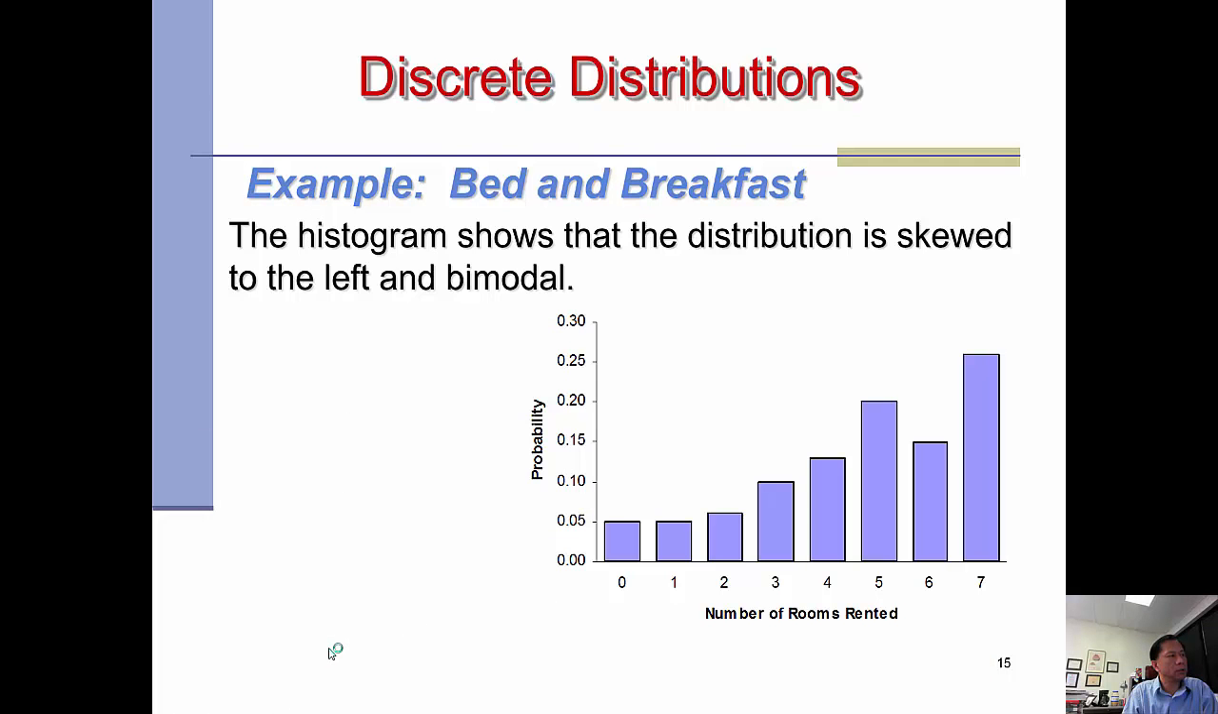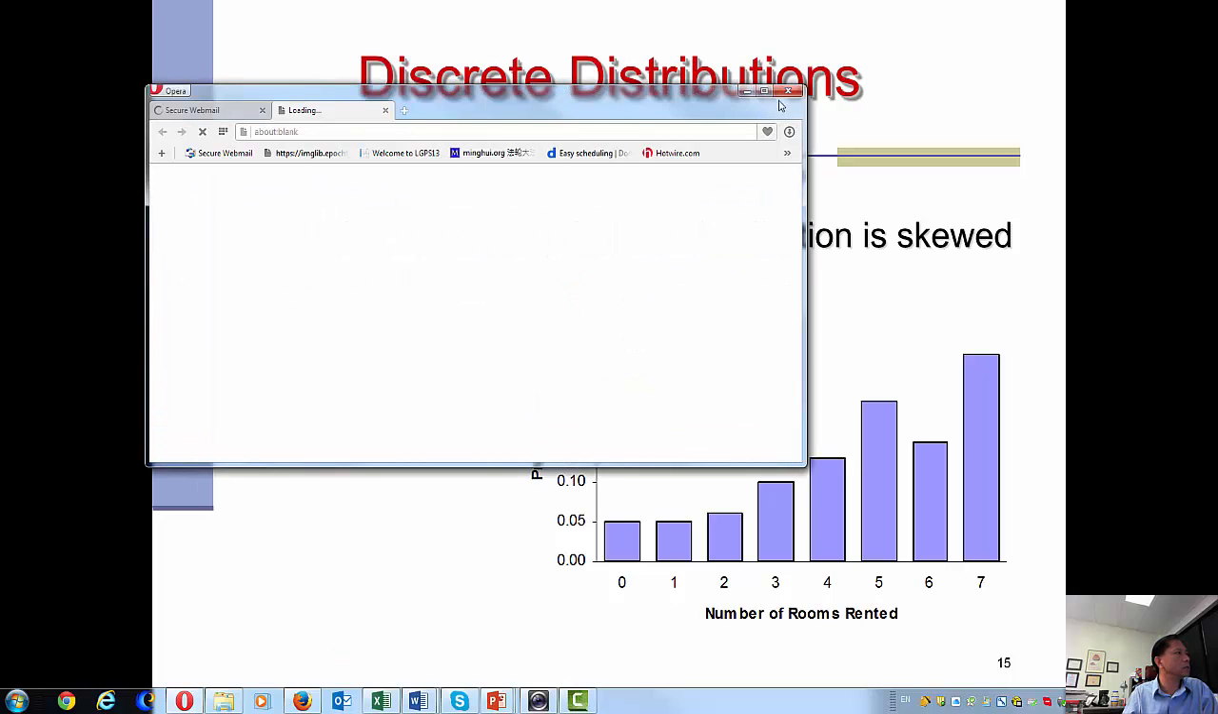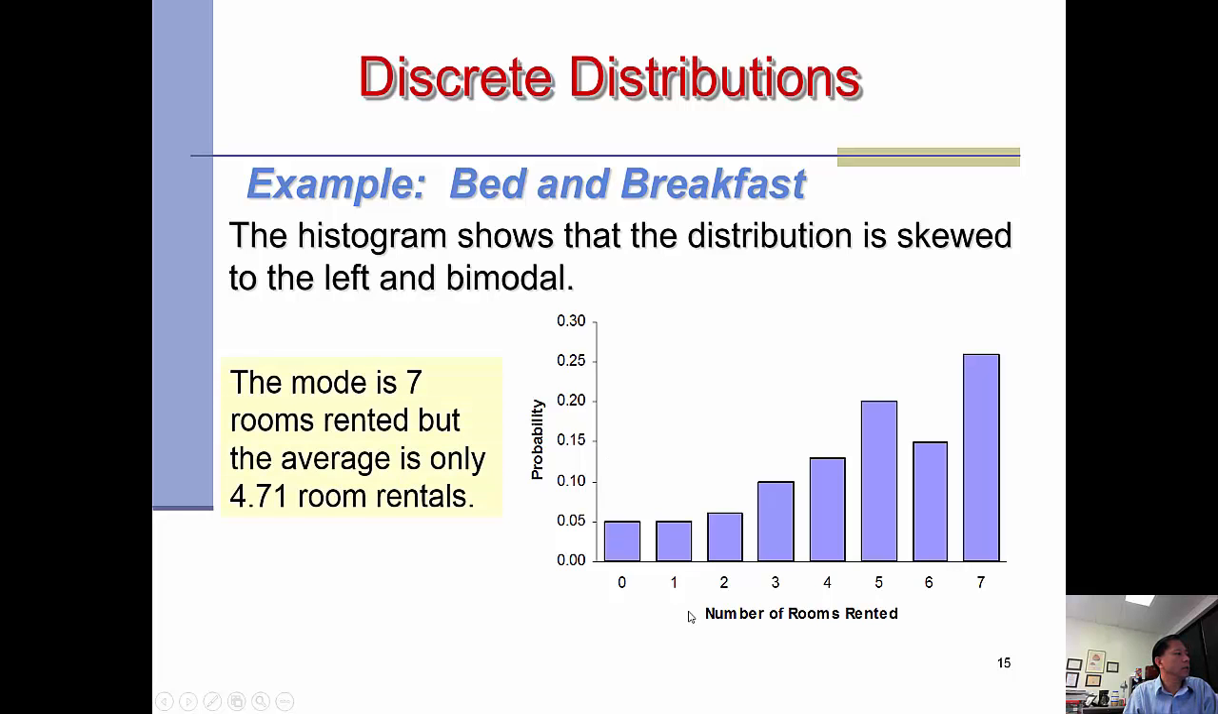We can also put a histogram to show the distribution, and this seems to be skewed. In this case, the long tail is to the left, so it is skewed to the left. That's the number of rooms rented and its associated probabilities. Okay? The mode is 7 rooms rented, but the average is 4.7 rooms. The mode is 7 because that's the most occurring one, so they seem to be having good business there. Right?